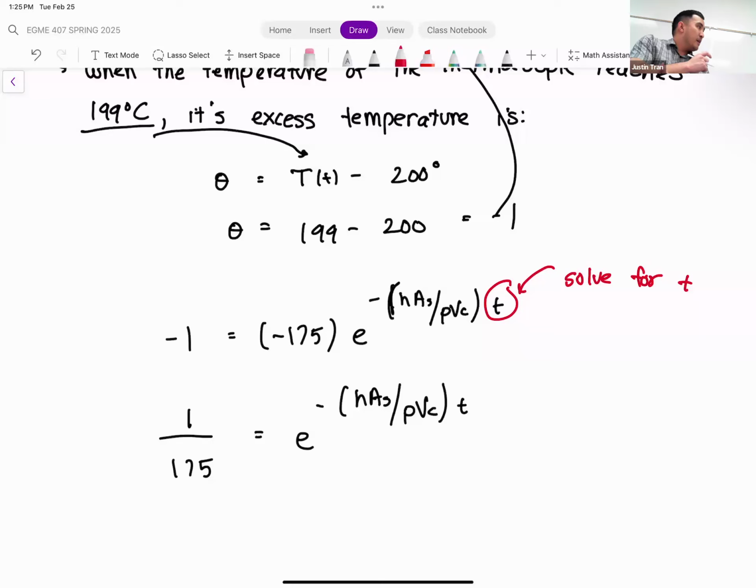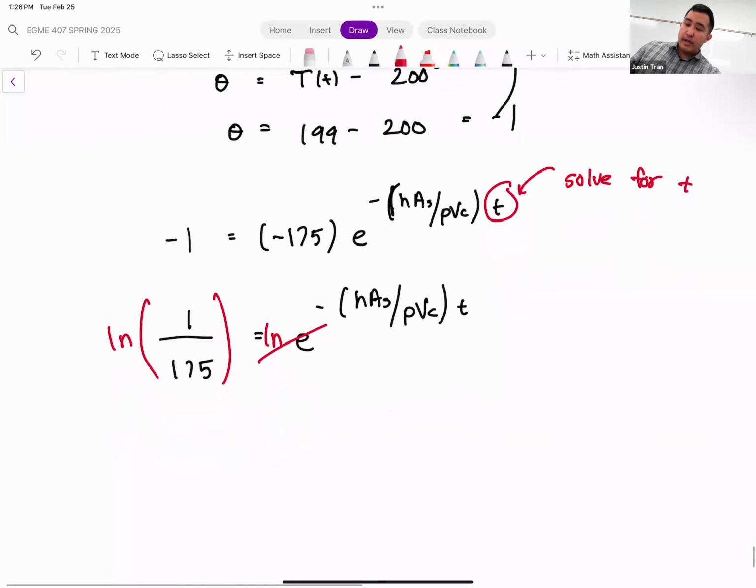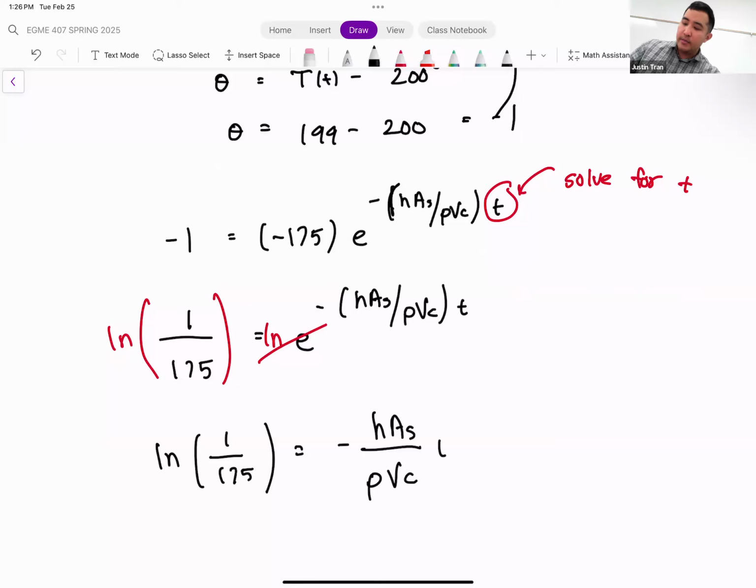And so from here, to solve for t, we need to cancel out the exponent there. So let's take the natural logarithm of both sides. The natural log is going to cancel out with the e, and so all we're left with is natural log of 1 divided by 175 is equal to minus hAs over rho V c times t. And from here, it's just algebra. You're just going to punch things into a calculator. If we do that, we get t is equal to 5.2 seconds.